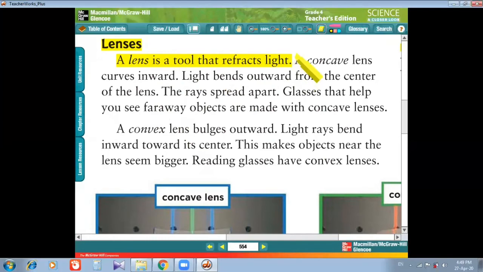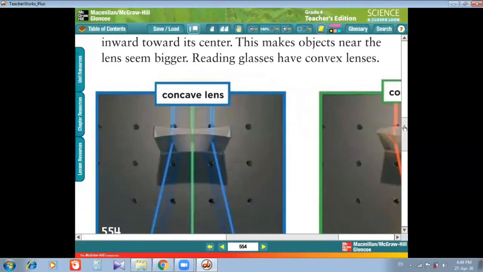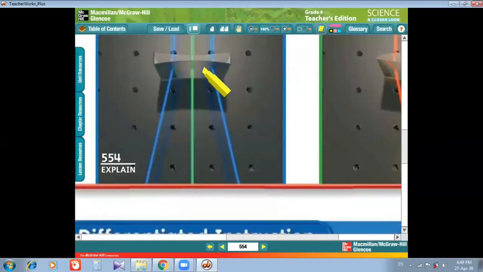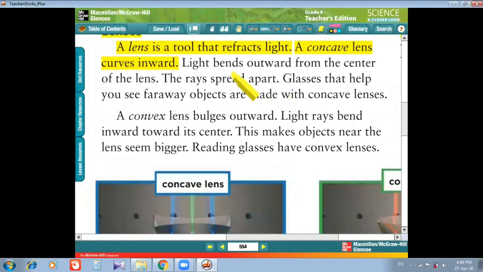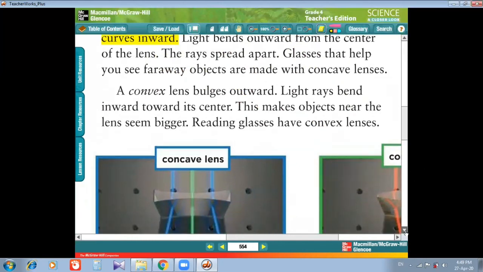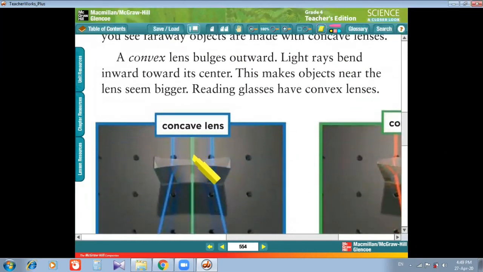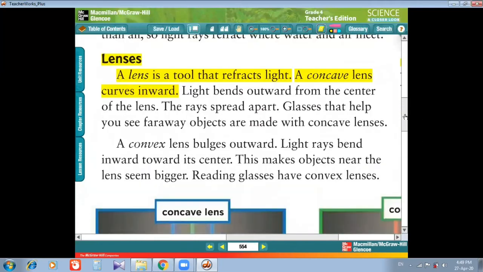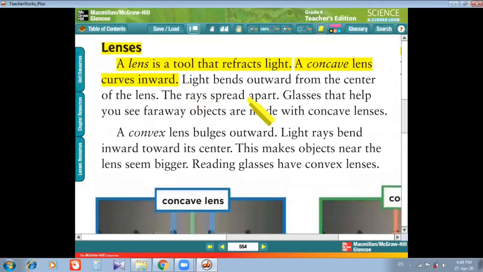Now we have a concave lens. A concave lens curves inward. Example is this one. This is the concave lens. It is curved inwards, from here also, and from here also. So that's a concave lens. Light bends outward from the center of the lens. See, the light is coming here, and after it strikes the lens, it is bending outwards. So the rays spread apart.